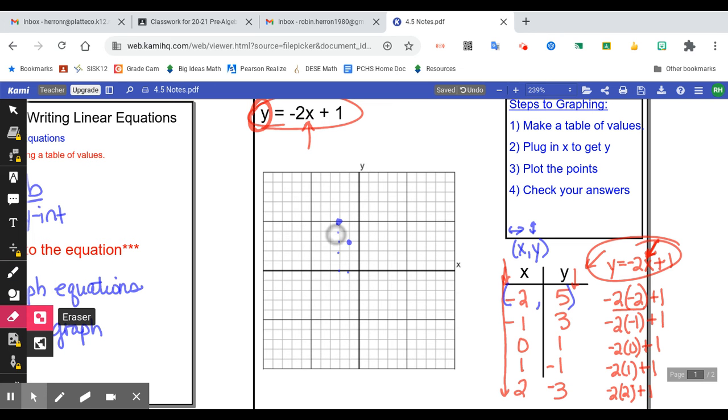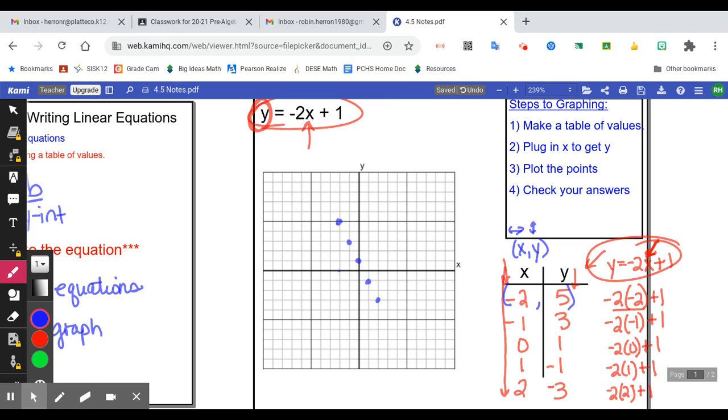I'll get rid of these so they don't get confusing here. Okay. 0, 1 would be 0, up 1. 1, negative 1 would be right 1, down 1. And 2, negative 3 would be right 2, down 3.